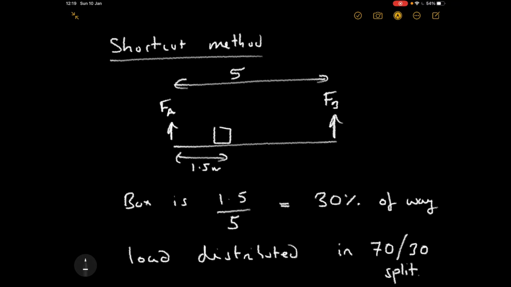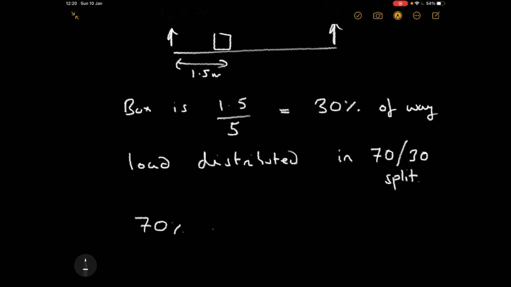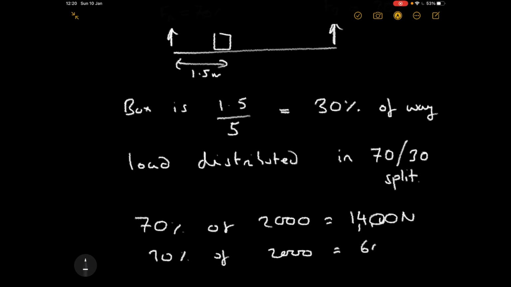And just by simply thinking about which side has the bigger one, it is the one that's closer. We're 30% of the way, so this one will get 30% of the force, and therefore we can do a quick calculation: 70% of 2,000 is 1,400 newtons. 30% of 2,000 is 600 newtons. And those are our load distributions.